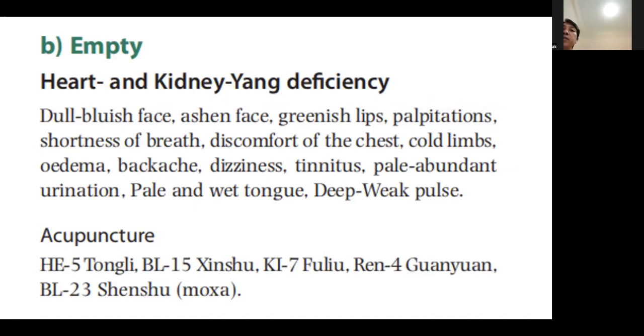Heart and kidney yang deficiency: dull bluish face, greenish lips, palpitation, shortness of breath, discomfort of chest, cold limbs, edema, backache, dizziness, tinnitus, pale abundant urination, pale and wet tongue, and the pulse is deep and weak. In acupuncture: heart 5, bladder 15, kidney 7, REN 4, and moxa on bladder 23.